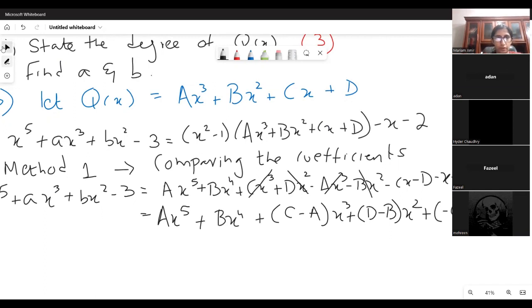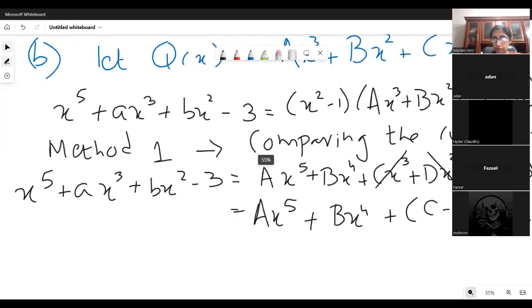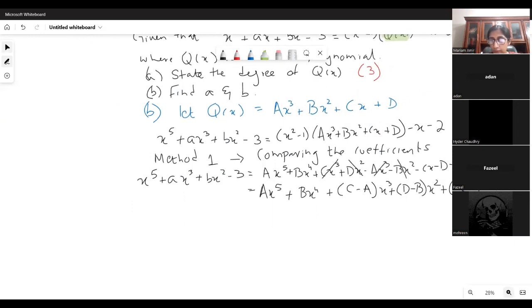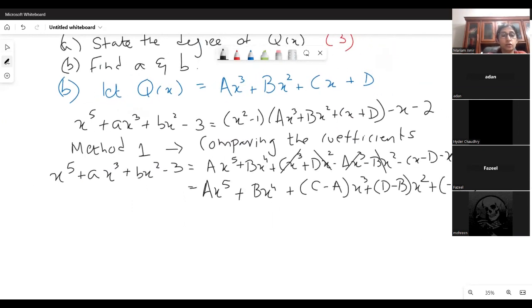Okay. And on the left hand side, please do double check my working. Sometimes a sign goes wrong and then it takes a lot of time to redo it. x power 5 plus ax cube plus bx square minus 3.